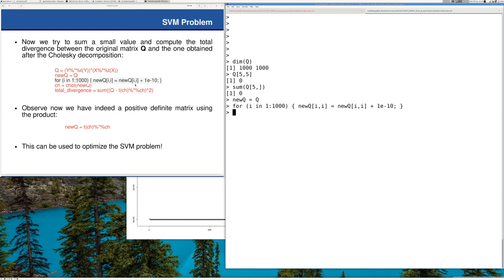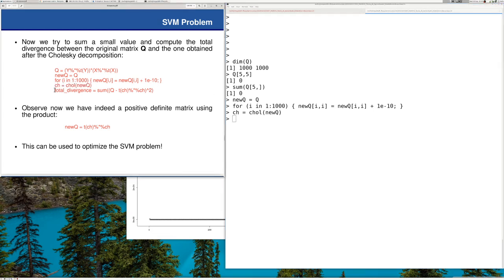Adding it up, I will now compute my Cholesky decomposition for this new Q. Take a look, and now it computes. Why does it compute? Because if the diagonal is dominant, with a positive magnitude greater than the sum of its row, the matrix will be diagonally dominant, and consequently it will be positive definite.